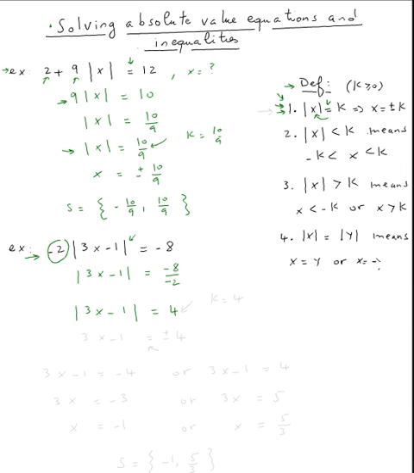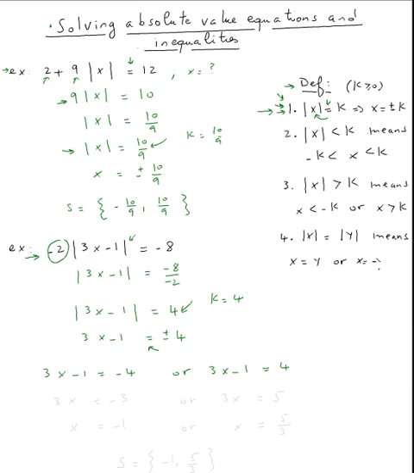Now the equation looks just like number 1. And what does number 1 say? It says the inside of the absolute value is equal to minus or plus k. This is my k. K happens to be 4. Now how do I solve this? Remember, minus or plus means two equations. Means we need to solve 3x minus 1 is equal to negative 4, or 3x minus 1 is equal to 4.